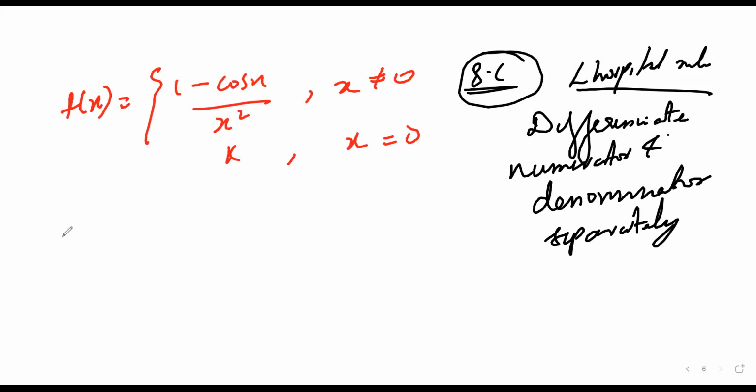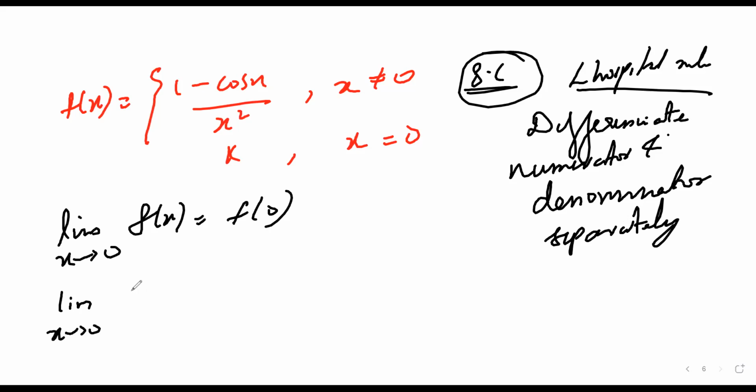They have given in the question: limit x tends to 0, f(x) is equal to what? f(0). It is continuous at x equal to 0. They've given this. So f(x) is what? 1 minus cos x by x square, and f(0) is k. Now what am I going to do?